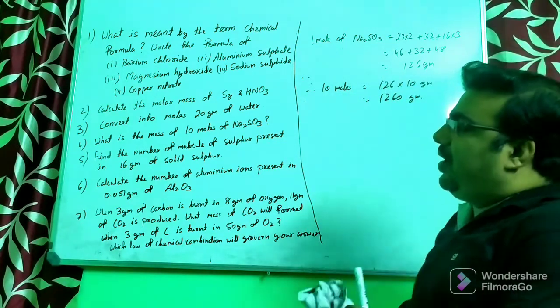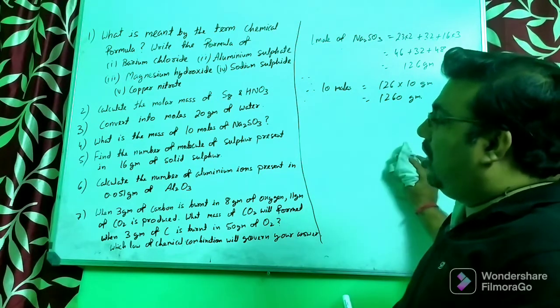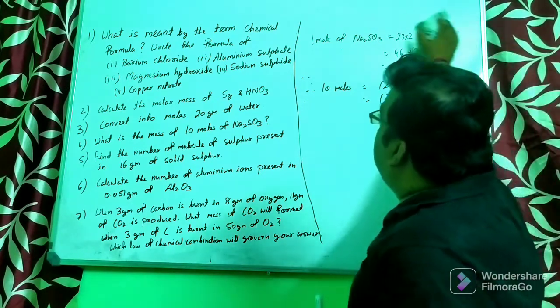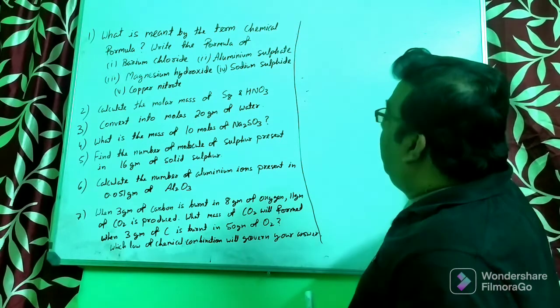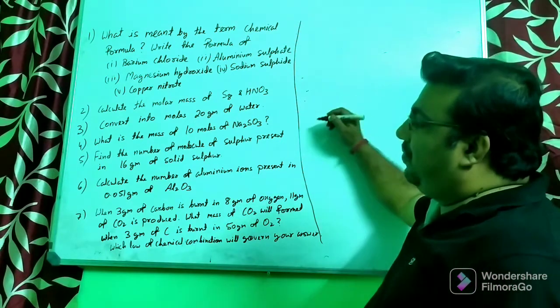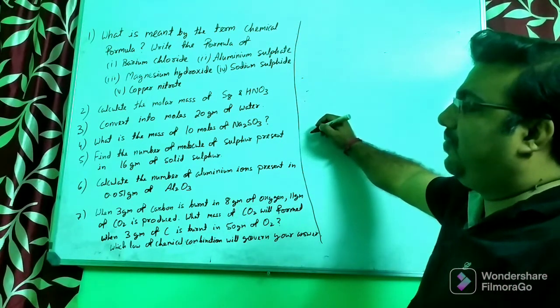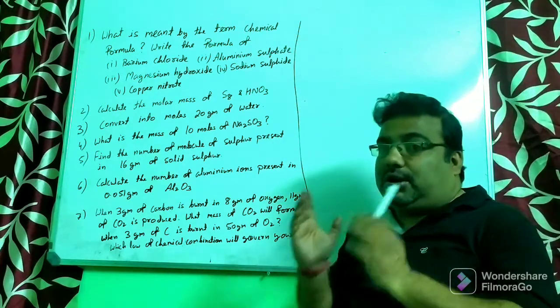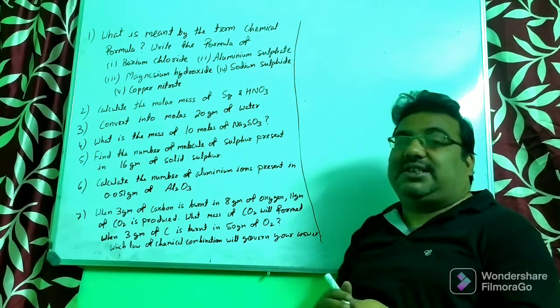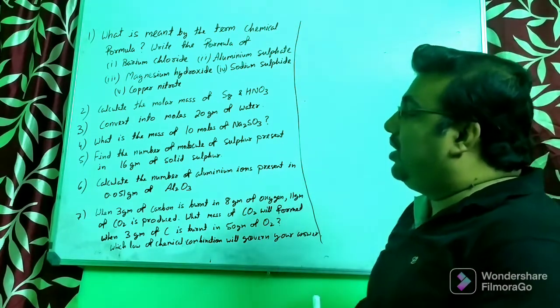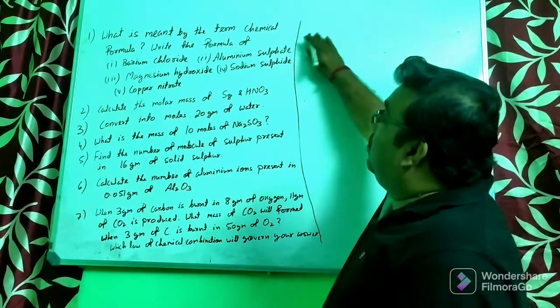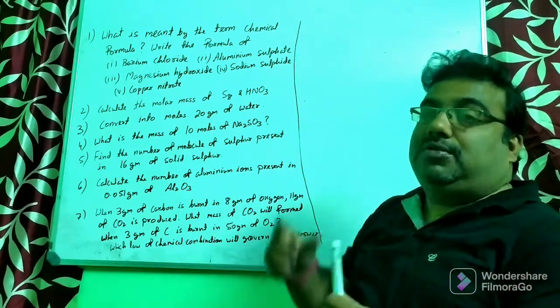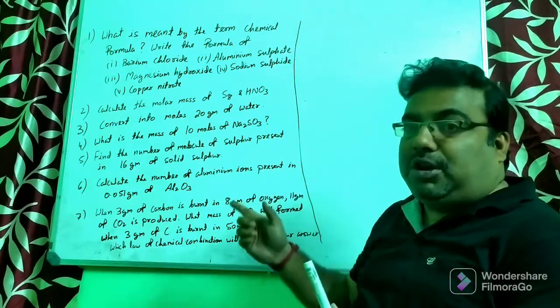Now the next is to find the number of molecules of sulfur present in 16 gram. We have to find the number of molecules of sulfur present in 16 gram of sulfur. You see that here you have to find molecules, that means sulfur is not in the atomic form. The molecular form of sulfur is S8. So first of all we have to find its molecular mass, because molecular mass in gram is equal to 6.022 into 10 to the 23 molecules.